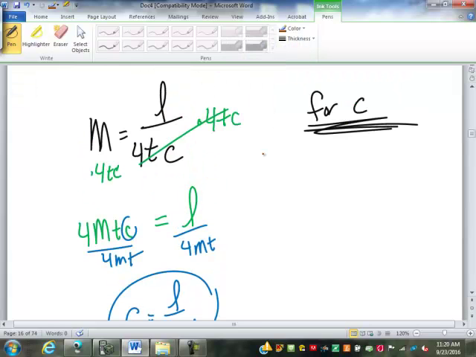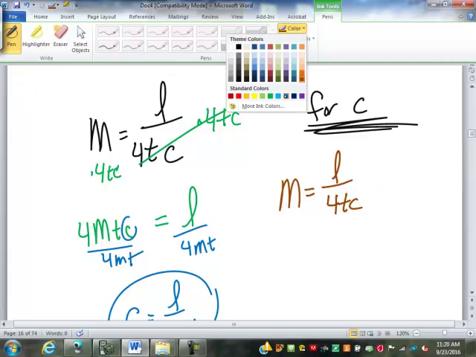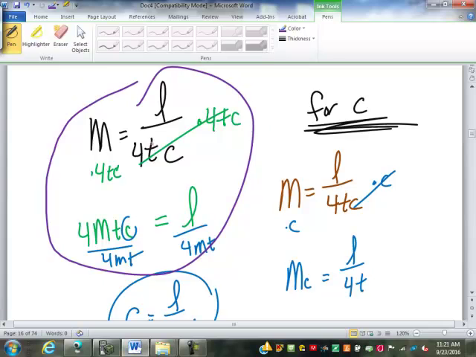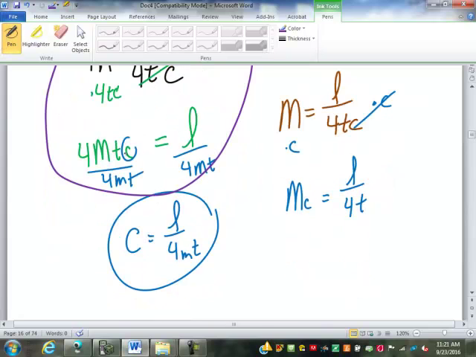Some would approach this, and it's probably the way I would attack it, by just multiplying by C to get it out from underneath the bottom. So M times C is just MC, and over here the C is gone. This is L over 4T. If you did it this way, the next step is a little bit more difficult. Like I said, doing it the other way, there's nothing on the bottom, so you just divide by everything and put it on the bottom of the fraction. Here we have to get rid of the M, so we divide by M.